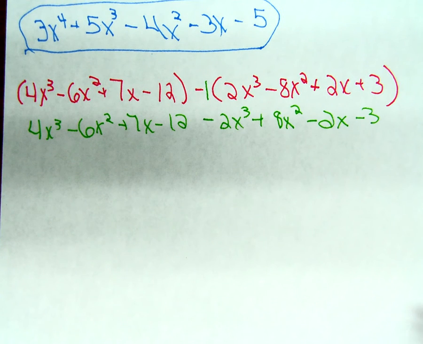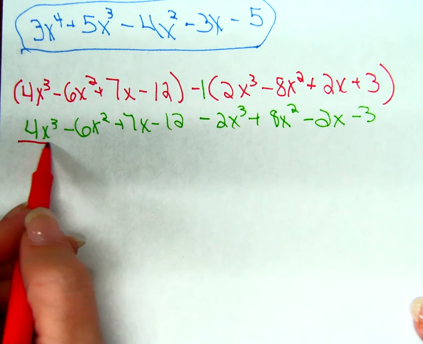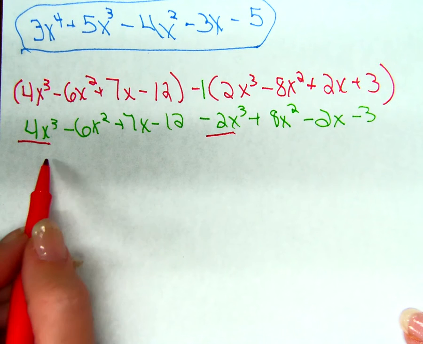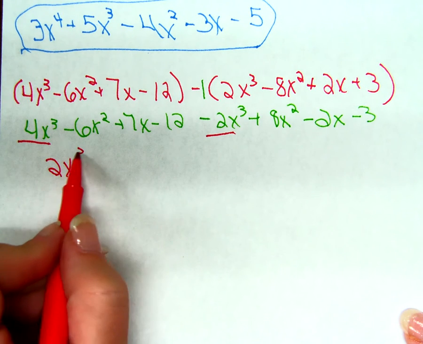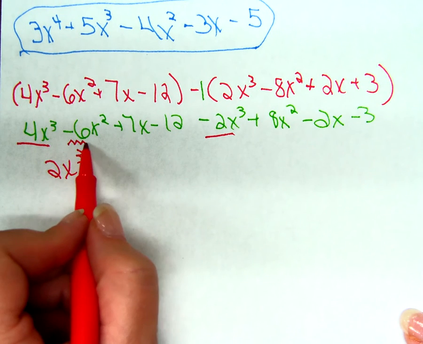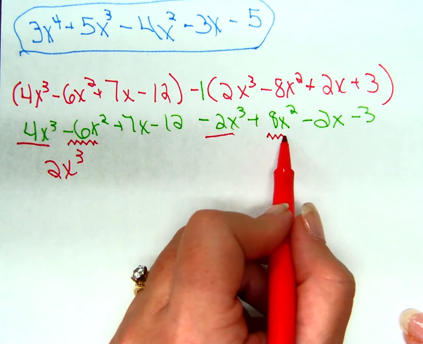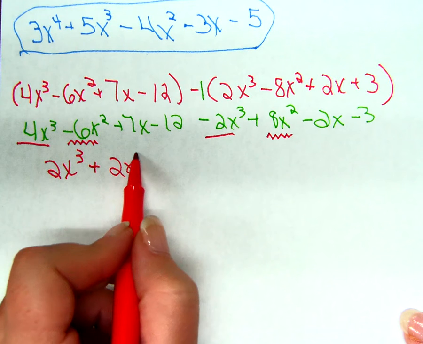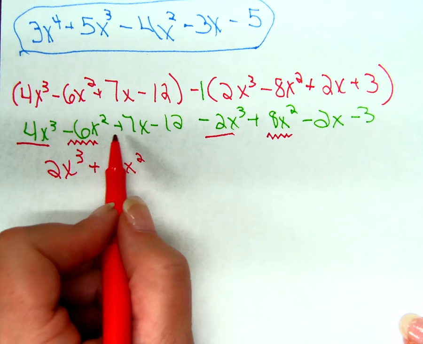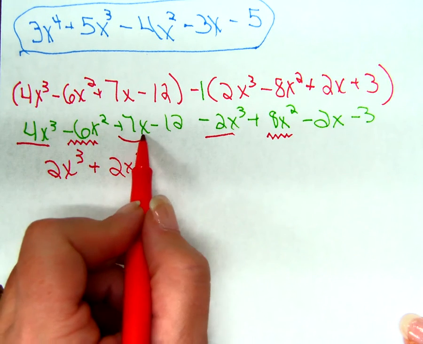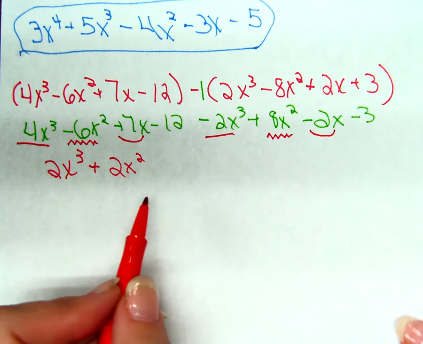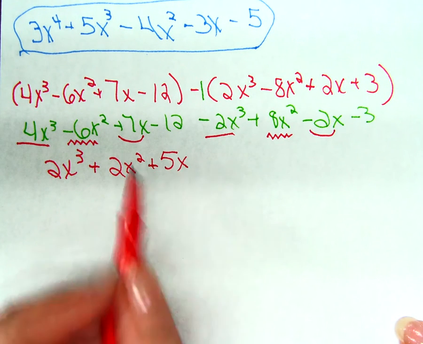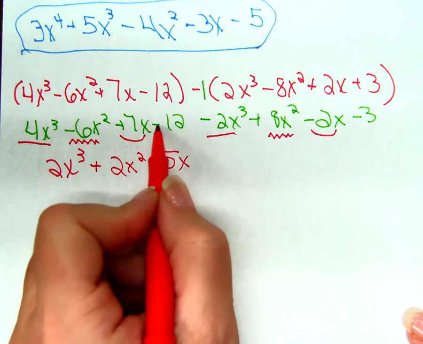So now what? Come on, your like terms. 4x to the third minus 2x to the third. 2x to the third. Negative 6x squared, positive 8x squared. 7x minus 2x. And negative 12 minus 3.